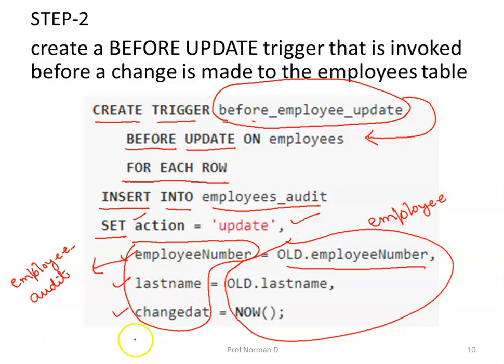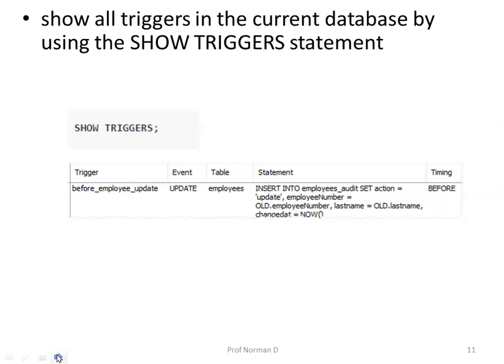Once our trigger has been created, you can always see whether the execution of your trigger was successful or not by using the clause show triggers. If the trigger has been executed successfully, it will show you this particular table which will give you information about the trigger. The name of our trigger is before_employee_update, the event is update. This trigger has been applied on this particular relation, that is table employees. This was the definition of our trigger and the timing was before. If there is more than one trigger, all the triggers will be listed over here.